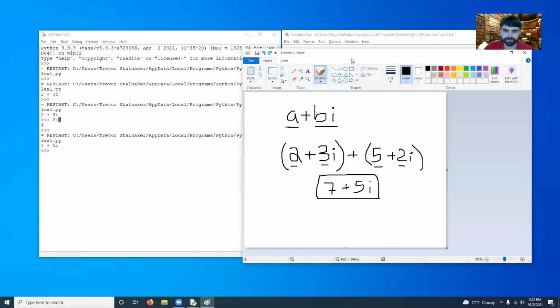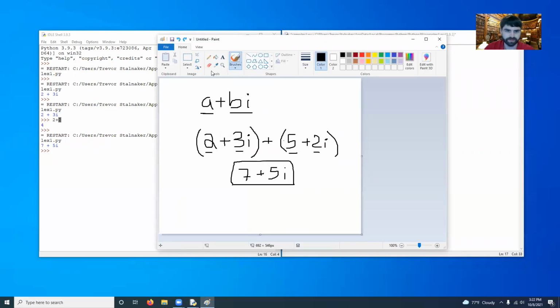So let's look at an example. So let's do the exact same example, actually. Except for this time, instead of adding, let's subtract. So how do you think this is going to work? Well, it's going to basically be the same thing. We're going to do the real part, then we're going to do the imaginary part. So 2 minus 5 is -3, and 3 minus 2 is 1. So -3 plus 1i.